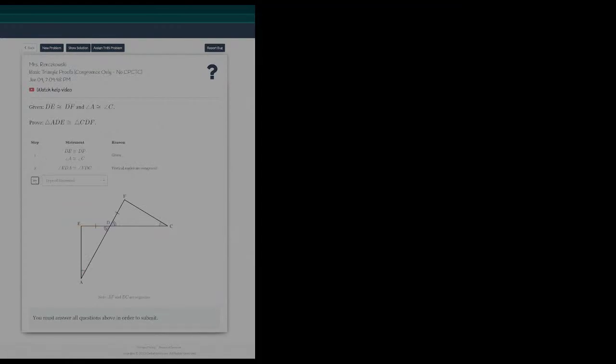So now I have enough to prove either angle, angle, side or angle, side, angle. Well, if I look at this, we have an angle to another angle to a side. So that's going to be angle, angle, side. I look where the proof is up here on the computer.